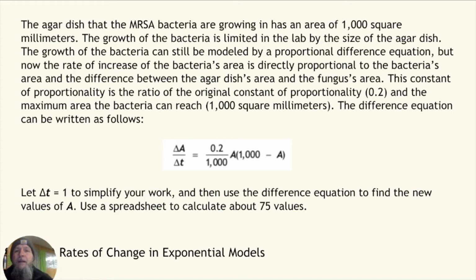So now it can be written as follows. The change in the area over the change in time is 0.2 over 1,000 times the current area times the difference between the limit, 1,000 square millimeters, and the current area. So since we're moving in increments of 1 unit of time, we're going to use that 1 unit of time here in that difference equation. It'll simplify the work because we only want to see the change in the area over the course of 1 unit. We'll use that difference equation to find the new values of A, and we'll use a spreadsheet to calculate about 75 values. And that's what we've done.